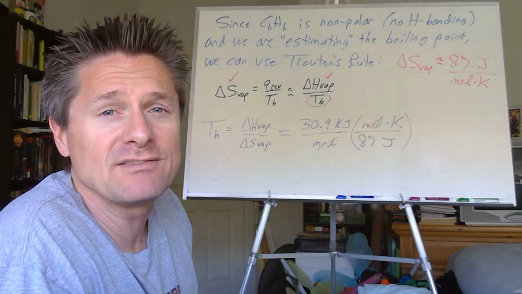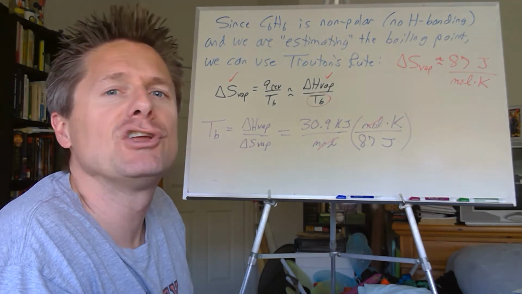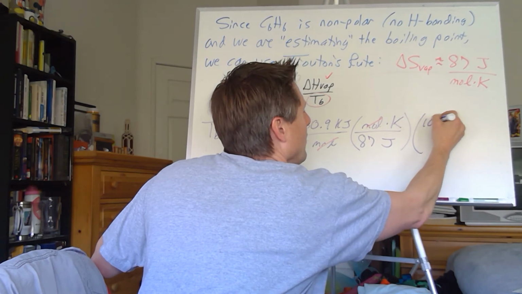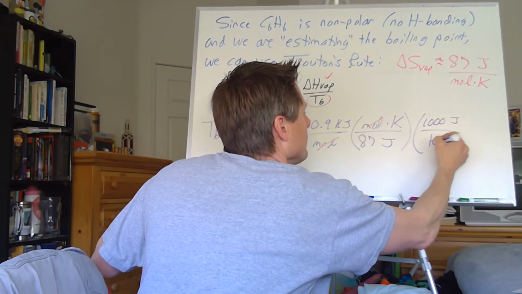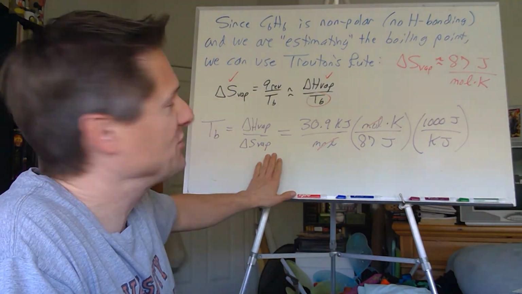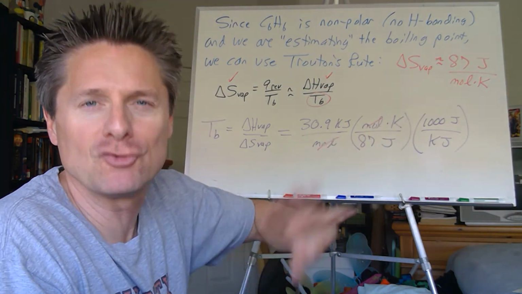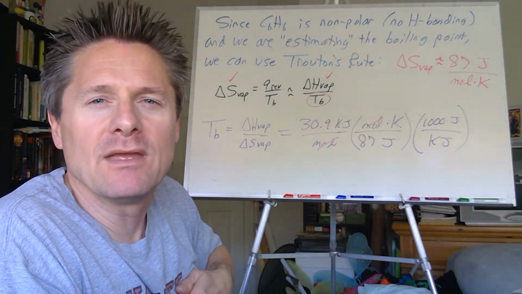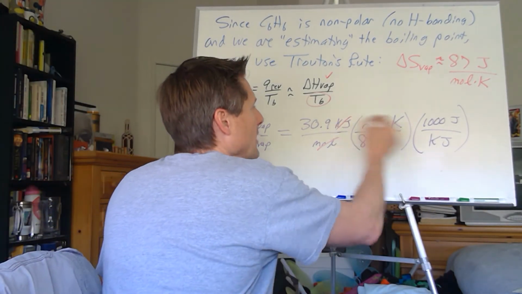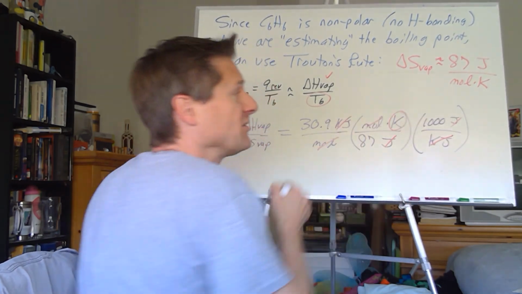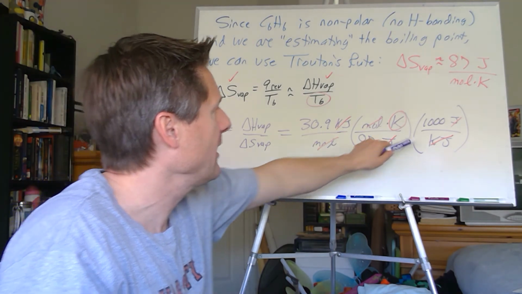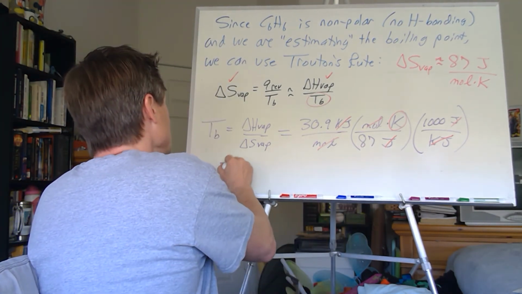I didn't specify degrees Celsius or Kelvin, so I'll just leave it in Kelvin, but you could convert that to Celsius. So let's convert our joules. We've got 1,000 joules per kilojoule. You're going to see this happen all the time: entropy changes are always joules per Kelvin or joules per mole Kelvin, and enthalpy is always kilojoules per mole. So you're almost always going to have that 1,000 to 1 conversion so we can cancel out, and that leaves us with Kelvin. We've got 2 significant figures because we're estimating with Trouton's rule; the 3 there is exact.